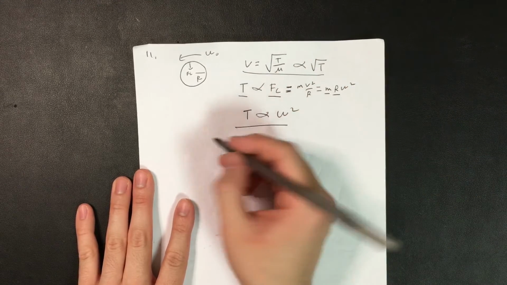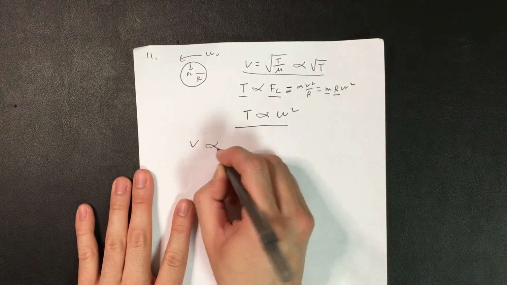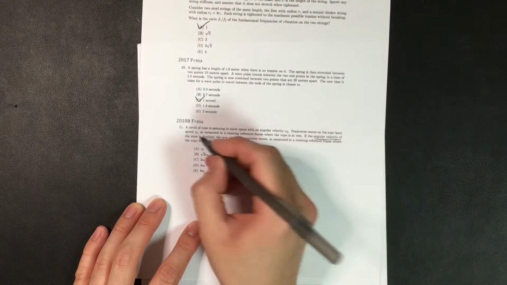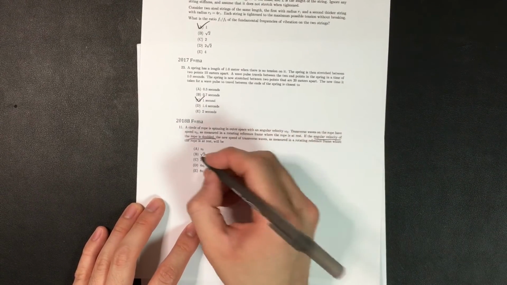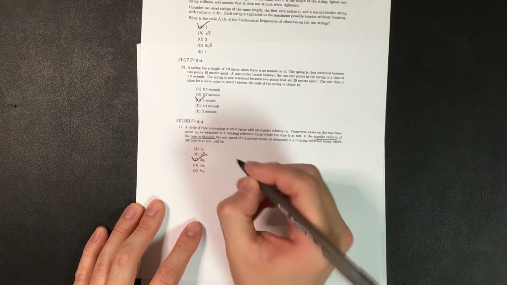Combining these two relations, velocity is going to be proportional to omega. And therefore, if the angular velocity of the rope is doubled, then the velocity of the wave pulse is also going to be doubled.